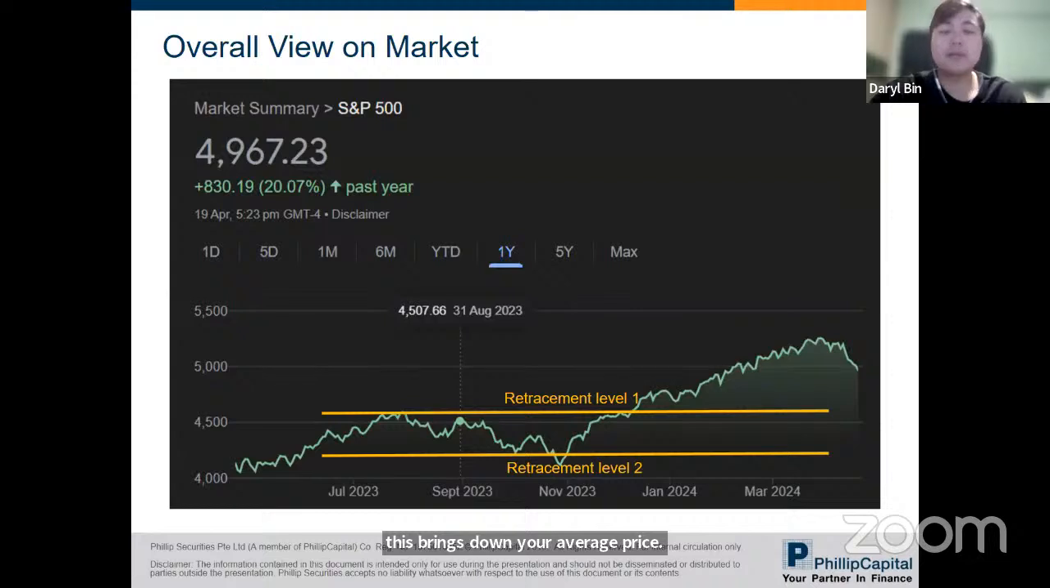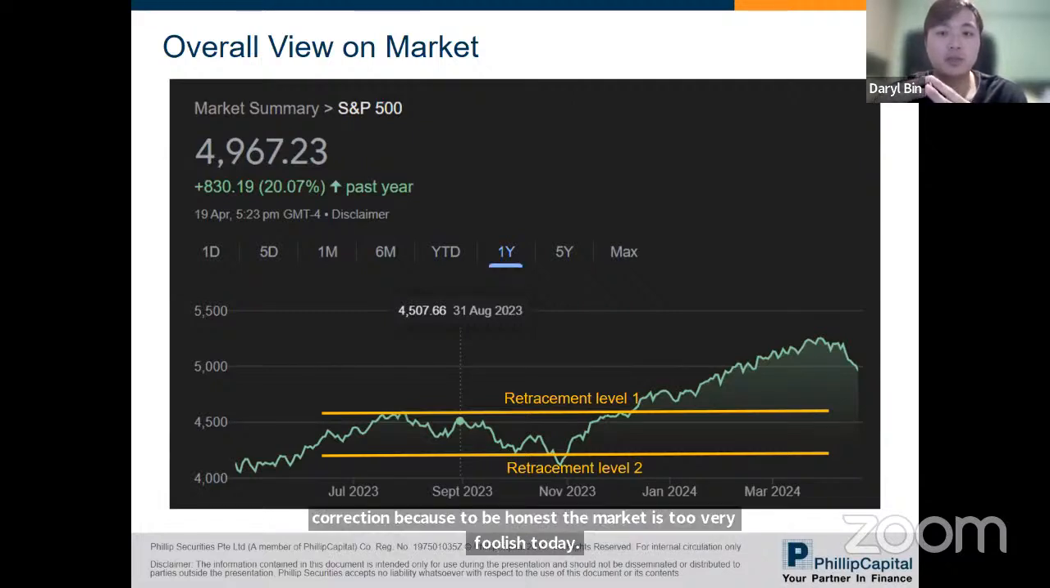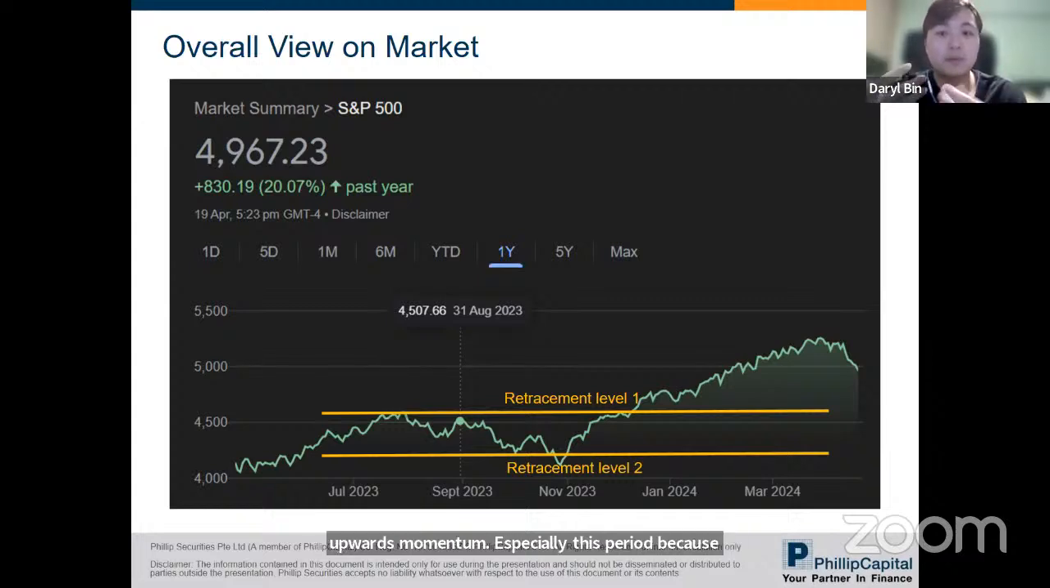So this is based on my personal opinion and my views on the overall market for this period of time. If you have been trading actively, you probably have seen that there's negative news in the market today. Even though there's negative news, it may just serve as a small correction because, to be honest, the market is still very bullish today. You ask me, the market is still showing very strong upward momentum, especially this period because big companies are doing their earning reports.